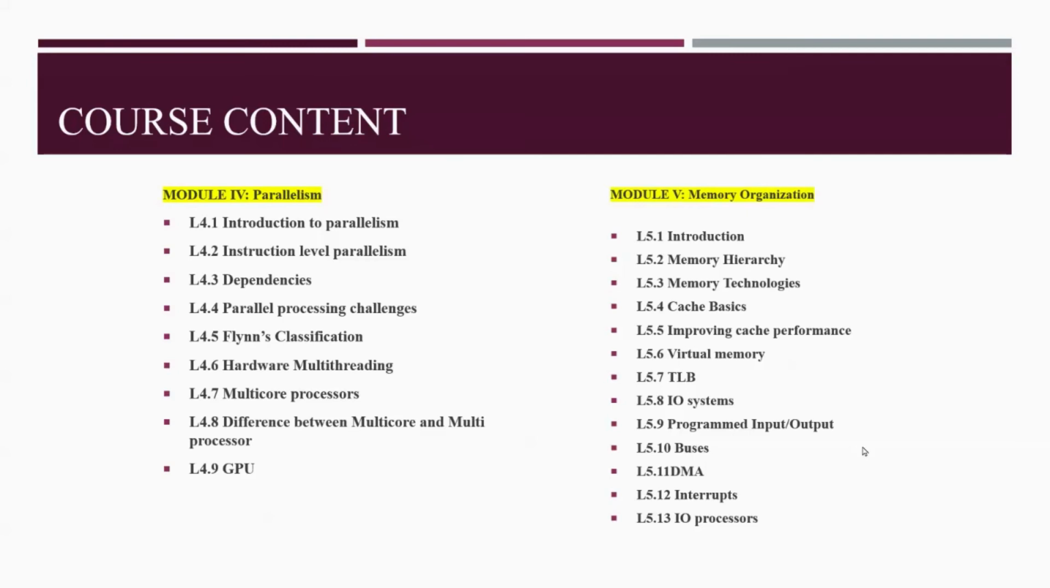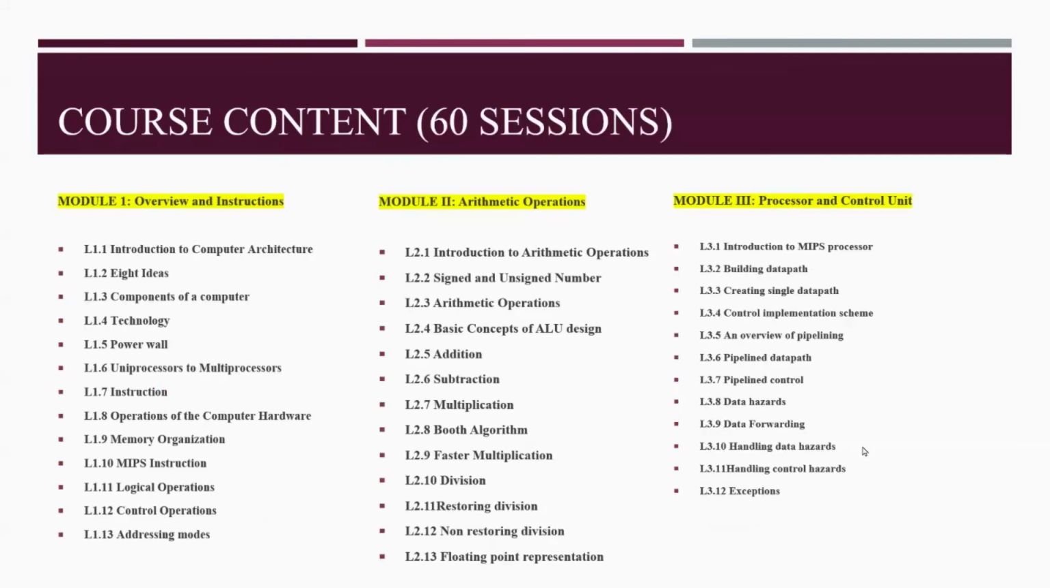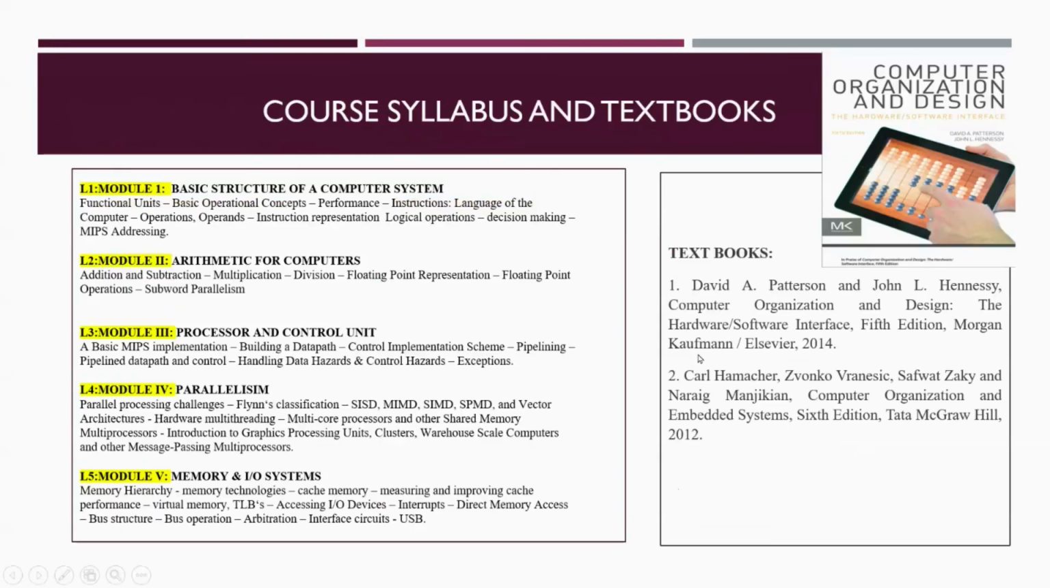And one thing I forgot to tell you: this is the textbook that we are going to follow. You can browse this textbook, or I'll give the link in the description under this video so you can download it. This is one of the standard textbooks that we usually use for computer architecture. The first one is by David A. Patterson and John L. Hennessy. This textbook is a very good one for your understanding of computer architecture.